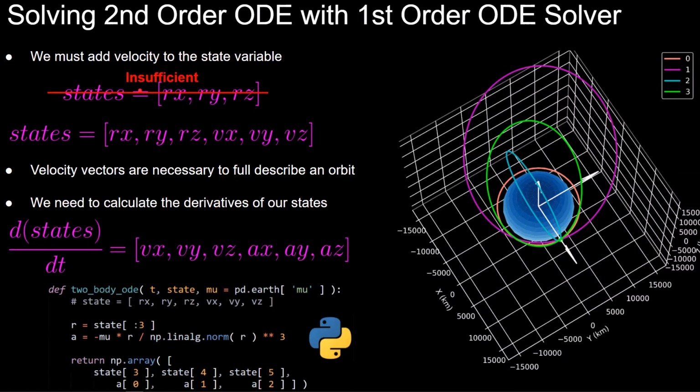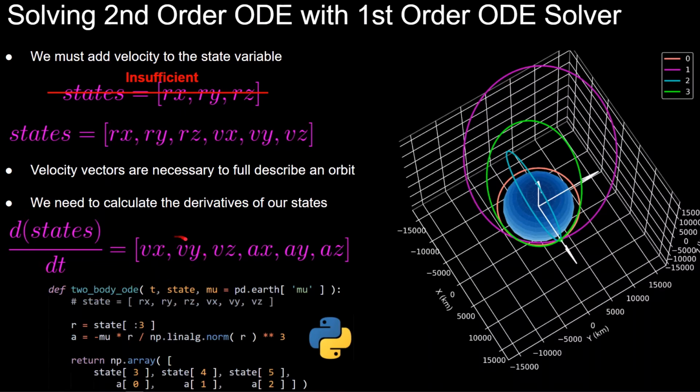So instead of our state vector only being position, which as we saw in the last slide would not be sufficient, we now add velocity to it. And this is also necessary because we cannot fully describe an orbit by just a position vector. So notice here on the plot on the right, all of these orbits have the same initial position vector, but they all have different initial velocity vectors, which leads to very different results for their orbits. So now let's get to the derivatives.